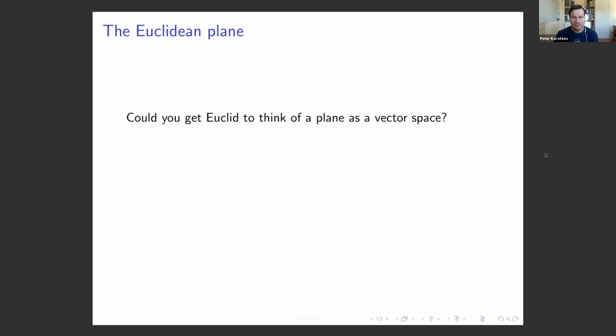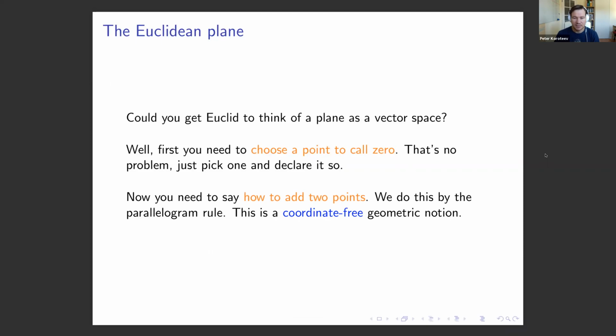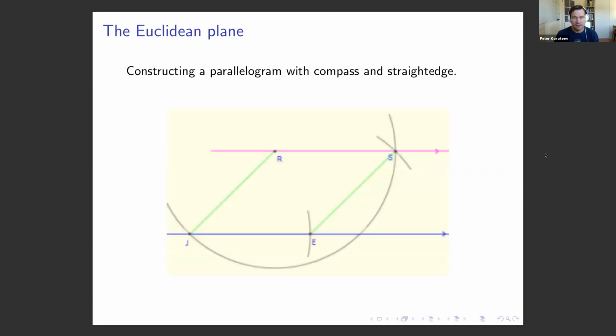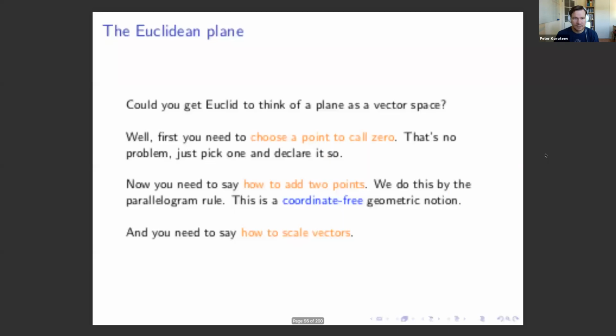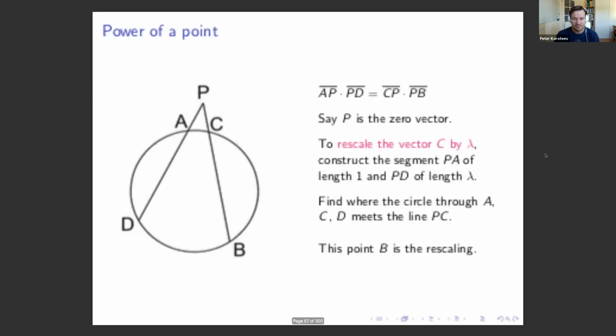So could you get Euclid to think of a plane as a vector space? Well, first we need to choose a point to call 0. And that's no problem because you can just pick any one and declare it to be 0. And then you need to say how to add points. We do this by the parallelogram rule, which is, of course, a coordinate-free geometric notion. So we could construct a parallelogram with a compass and straight edge, like this. Now we need to say how to scale vectors, how to multiply them by a scalar.